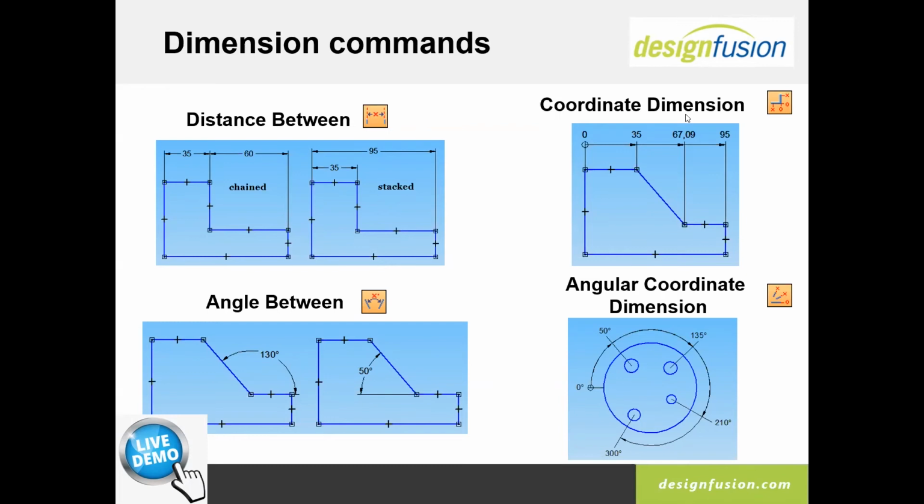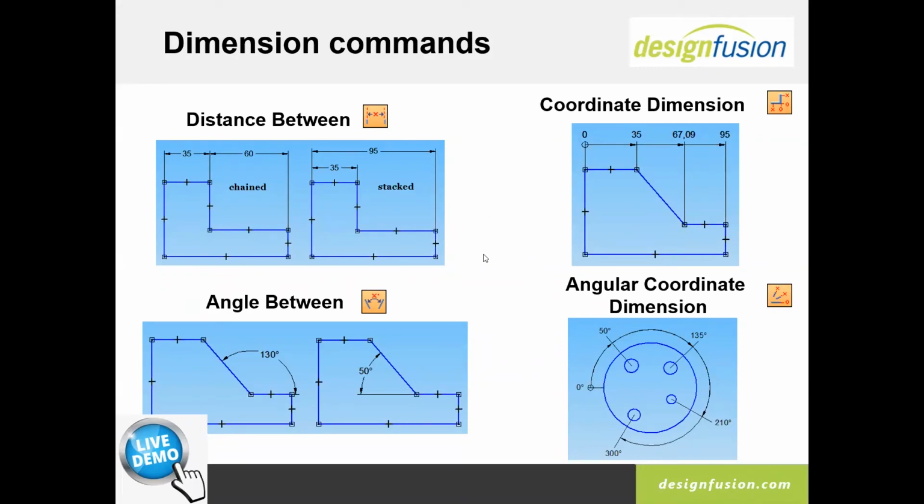We have coordinate dimensions, so you pick your 0 point and then pick your other points to place the other dimension lines. Angle between, so I want to have an angle between this wall and this wall. Where you place your cursor is going to determine the angle. And then we have angular coordinate dimension as well. And again, there are other dimensioning commands, but these are the most common ones.